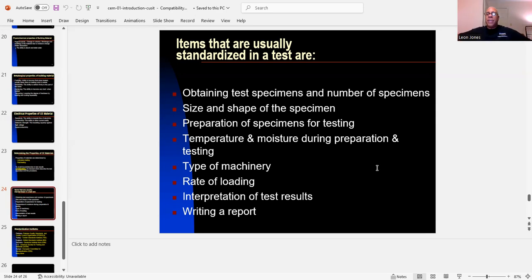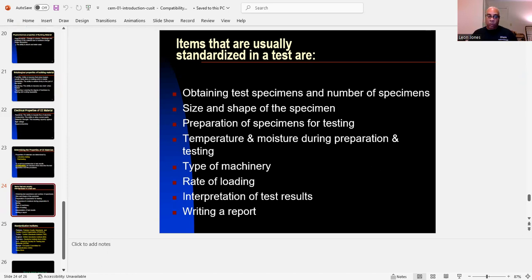But in order to test any material, you have to obtain the sample. Then you have to look at the size and shape of the specimen. Then, how are you going to prepare the specimen for testing? Then, take a temperature and a moisture during preparation and testing. Depends on what type of material you have. What type of machinery you're going to use. Rate of loading. Interpretation of test results once you've taken a test. Then you write your report. It's basically all you do for field and laboratory testing.